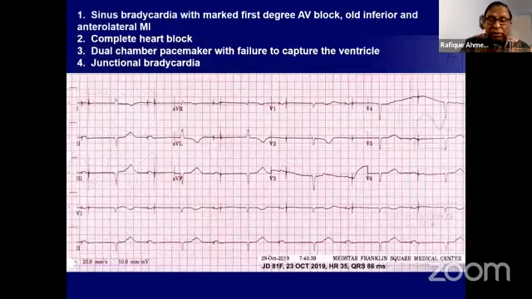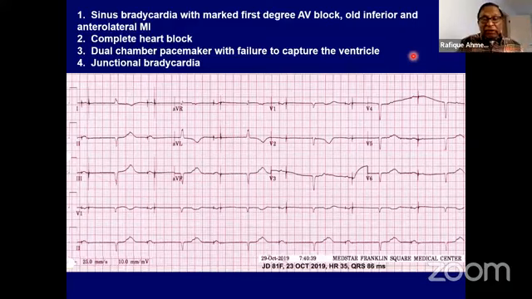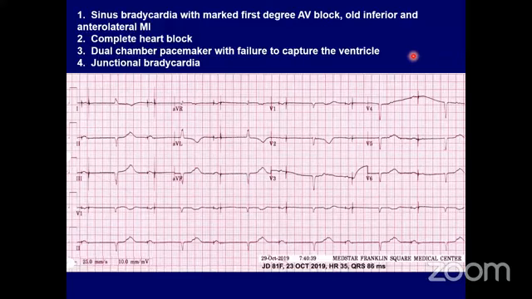And this will be the last one, an interesting ECG to discuss. Please look at it and then we'll talk about it. Mr. Kamal, please put the poll.